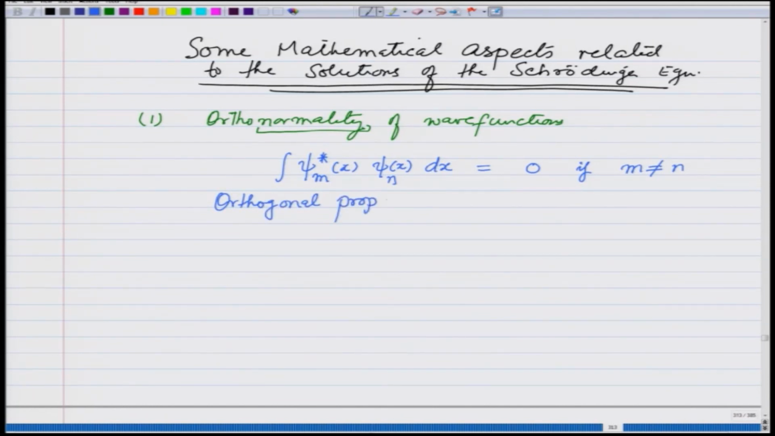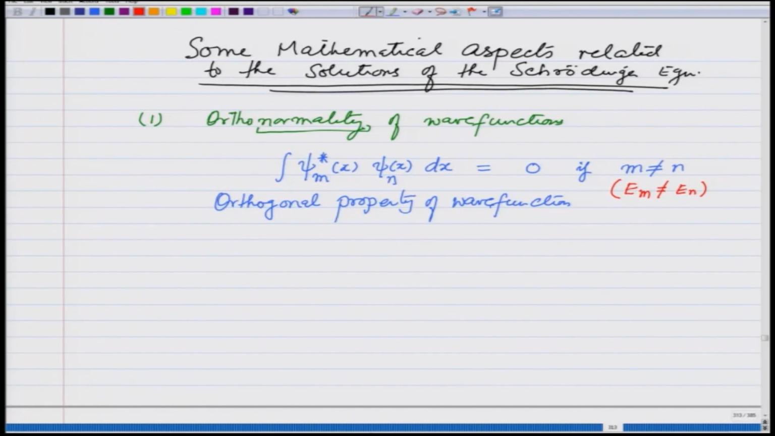property of wave functions. I am going to explain in a bit what we mean when we say m is not equal to n. What it would amount to is that if the energy related to the mth level is not equal to the energy related to the nth level. So, this is the orthogonal property of wave functions which is going to be satisfied.